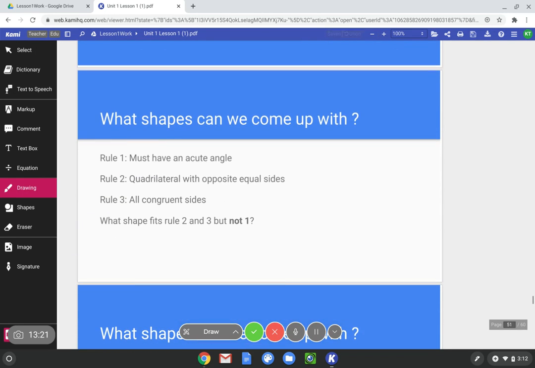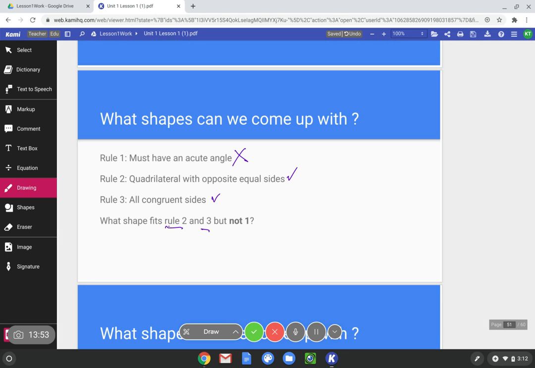Okay. So what shape fits the rule of I just marked through that rule. Rule 2 and rule 3, but not 1. Okay, so it must be 2 and 3, but not 1. So it must be a quadrilateral with opposite equal sides. Okay, so the opposite sides must be congruent in length. Okay, noted. Rule 3, all congruent sides.